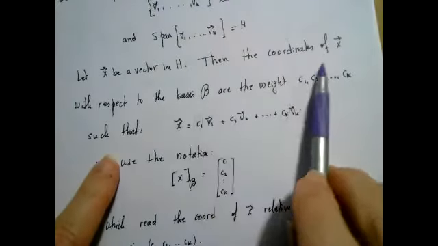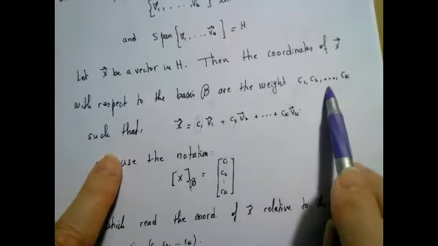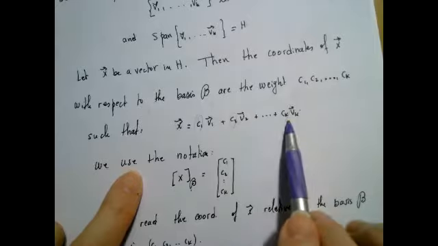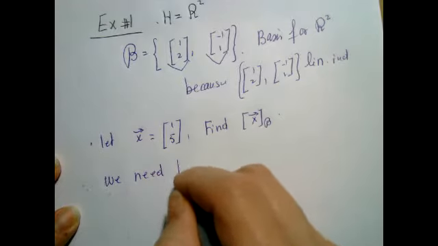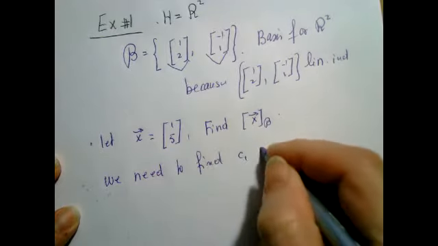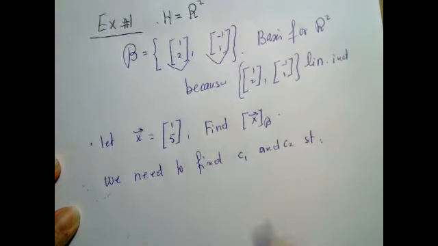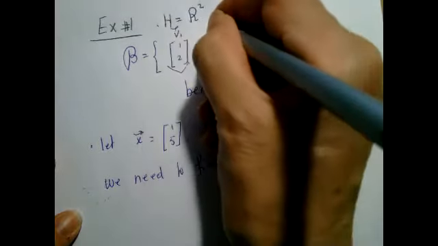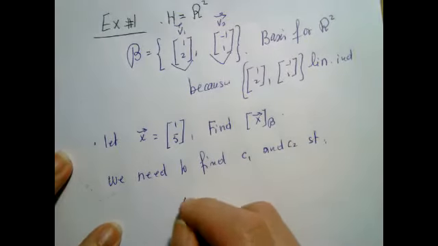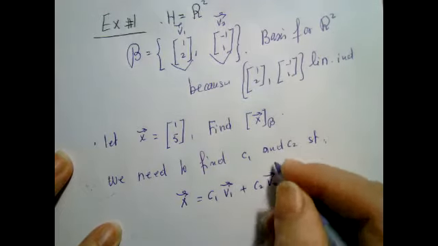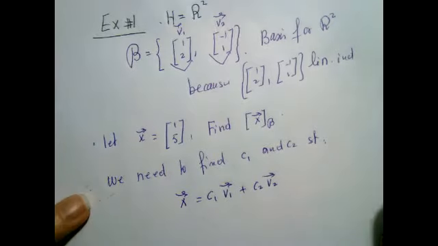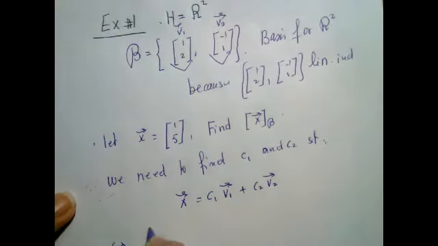Let me read the definition. Suppose B is a basis. Then the coordinates of X with respect to the basis are the weights that will help me write X as a linear combination of the elements of the basis. So find the coordinates, it means that we need to find the weights C1 and C2 such that, I'm going to call this V1 and this V2, X equals C1 V1 plus C2 V2. So finding the coordinates with respect to a basis means finding the weights. Now this is a type of problem that we've done actually a lot. So this is really equivalent to solving the following system.